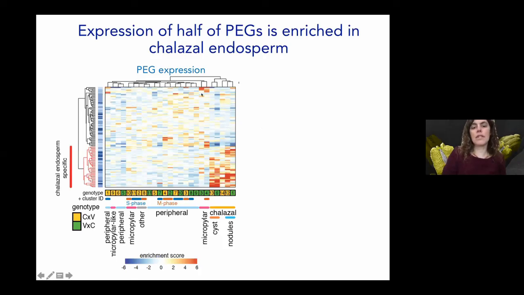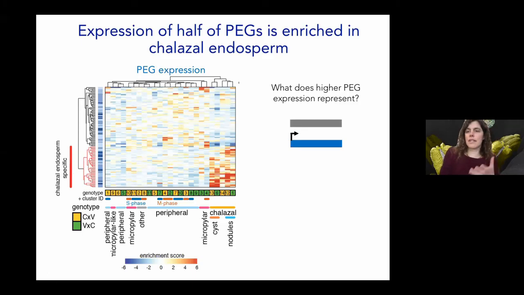So we looked at enrichment of expression of the PEGs in the different clusters that we defined. And what you can see is that about half of the PEGs are enriched for expression in the callosal endosperm. Some are specific to the nodules here, some higher in the cysts, and some high in both the cyst and the nodules of the callosal endosperm.